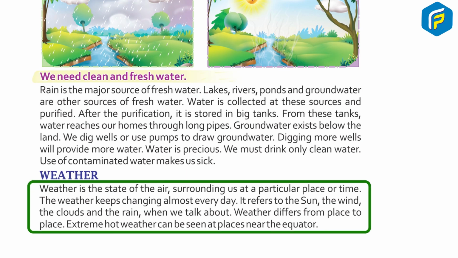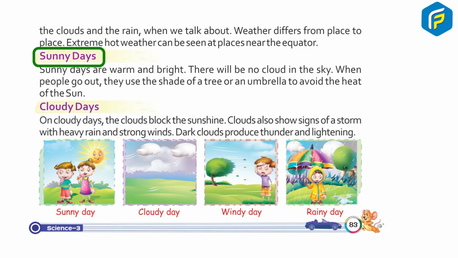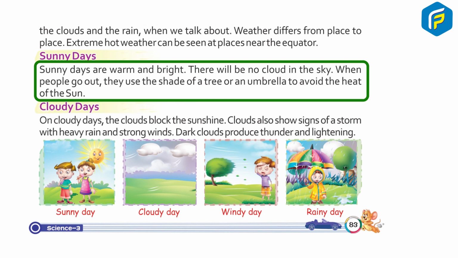Weather. Weather is the state of the air surrounding us at a particular place or time. The weather keeps changing almost every day. It refers to the sun, the wind, the clouds, and the rain. Weather differs from place to place; extreme hot weather can be seen at places near the equator. Sunny days are warm and bright. There will be no cloud in the sky.